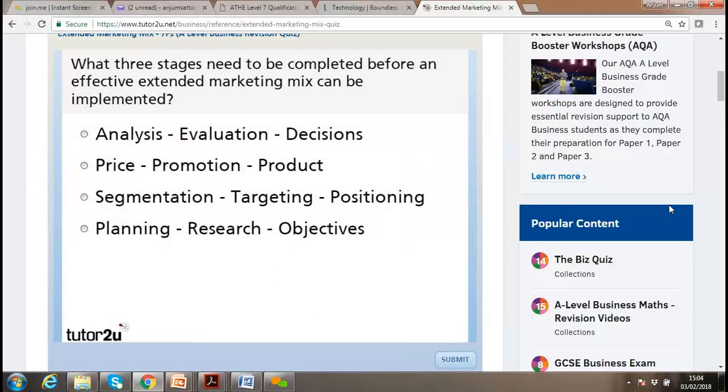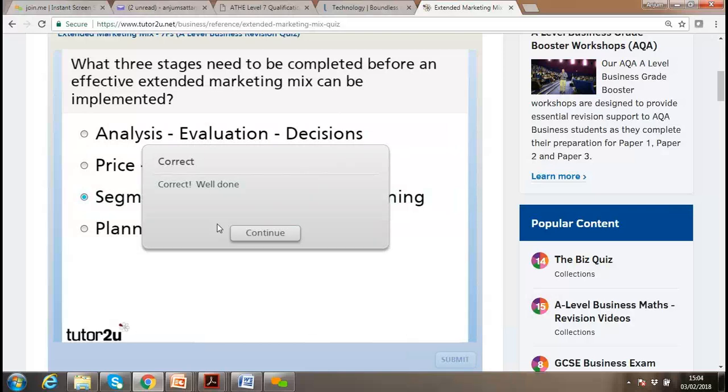Next, which of these stages need to be completed before an effective extended marketing mix can be implemented? Analysis, evaluation, and decision; price, promotion, and product; segmentation, targeting, and positioning; or planning, research, and objectives. Three stages need to be completed before an effective extended marketing mix, which is the seven P's. Segmentation, targeting, and positioning. Well done, correct, good, great.